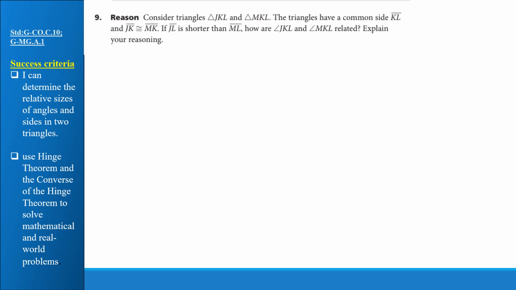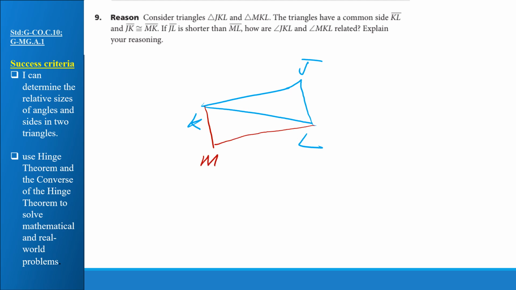Consider triangle JKL and MKL. The triangles have a common side KL. So let's see this one. This is KL. Okay, this is KL. Now let's make this as J and make the other triangle as M. The triangles have a common side KL. JK and MK are equivalent. JL is shorter than ML. So JL, this one, let's suppose is 2, is shorter than ML. So let's suppose it is 3.